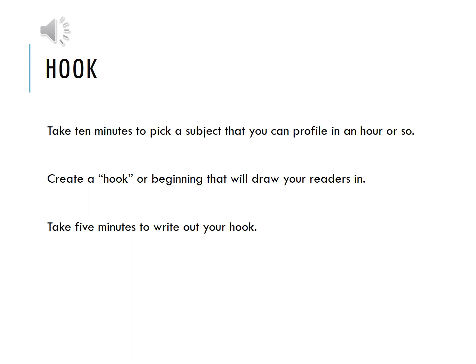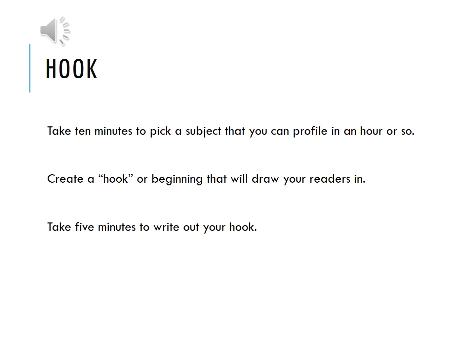Okay, here you have some directions for what to do, and this is really up to you. It's recommended here that you take 10 minutes, pick your subject, and it says you're going to profile this person or place in an hour or so. So this is a process for writing your profile. But I want to encourage you to do some research and find something that you're really passionate about. I don't want you to sit here and think that you have to come up with your topic immediately.